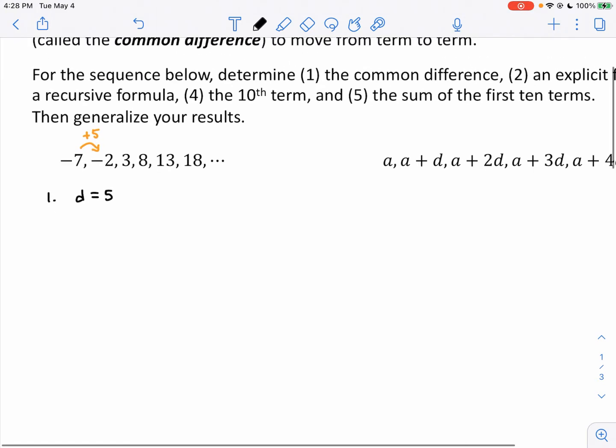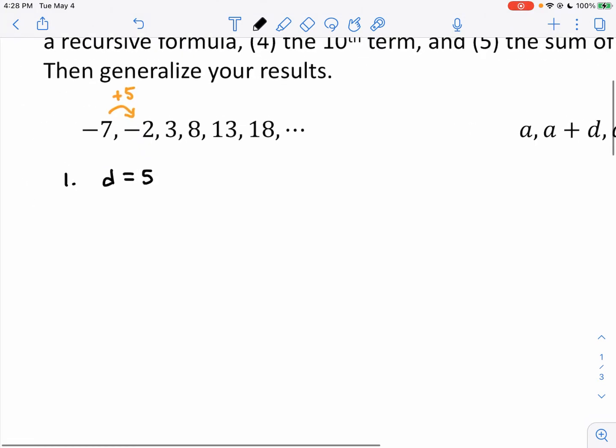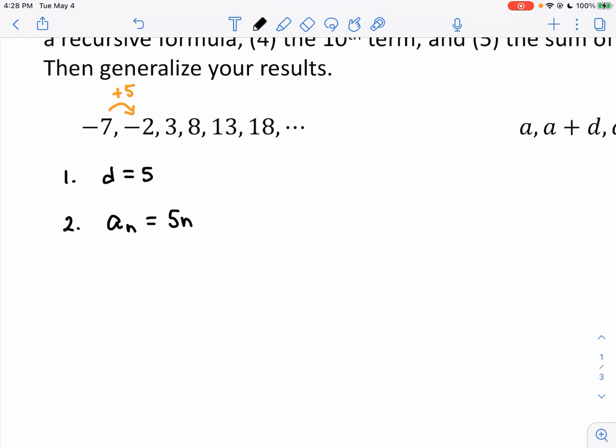Number 2 is to find an explicit formula. Well, this sequence starts at negative 7, and it adds 5 every time. So it's a linear relationship between n and the term of the sequence, and the slope would be 5. So we can start with 5n, and then ask ourselves, what needs to be added right here so that when I plug in n equals 1, I get negative 7?